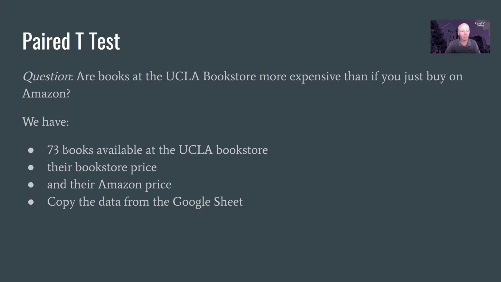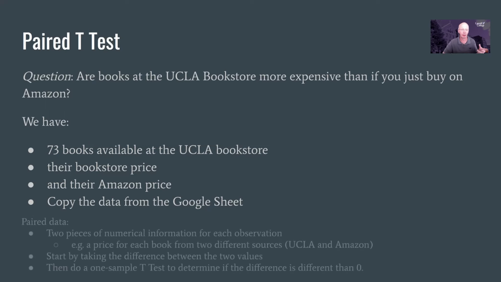So the data we have is 73 books, their bookstore price, their Amazon price, a few other things like the ISBN number and stuff like that. And then we're going to look at the difference between those books. So before we grab the data, you can go ahead and do that now if you want. But before we do it, let's think about what's going to happen statistically.